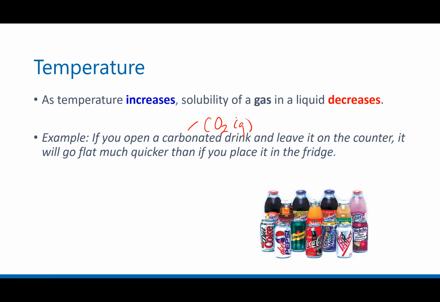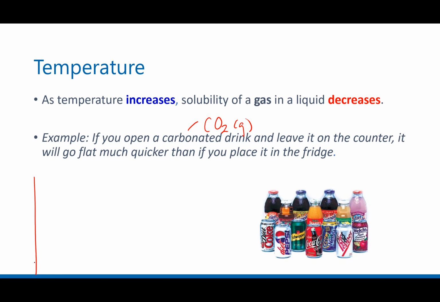If you've ever wondered why Pepsi or Coke have bubbles in them, why they are fizzy, it's because the people who make them pump carbon dioxide gas into them. Okay, so how can I explain this? As temperature increases, the solubility of the gases gets less. It's the opposite of the solid.